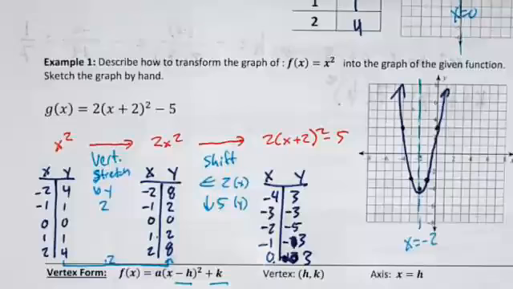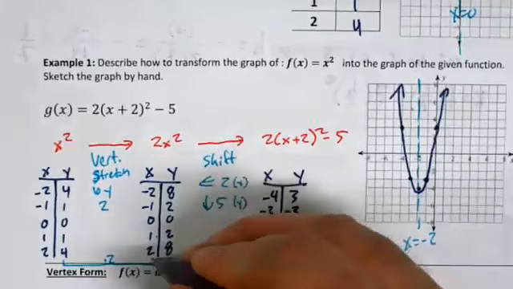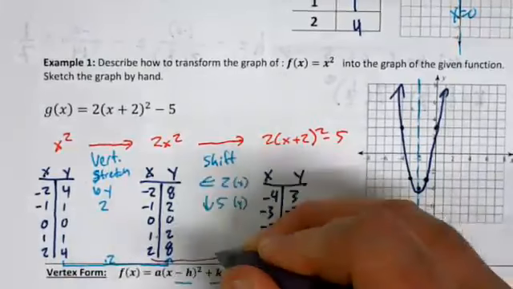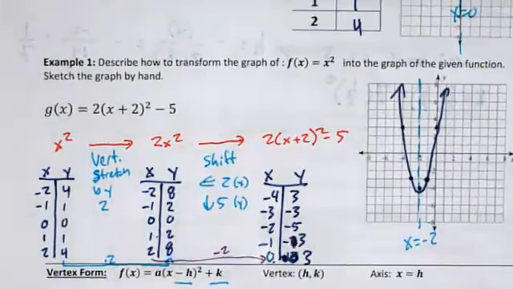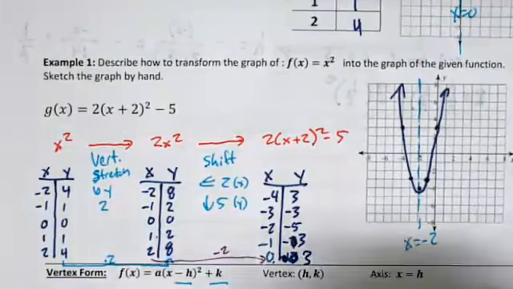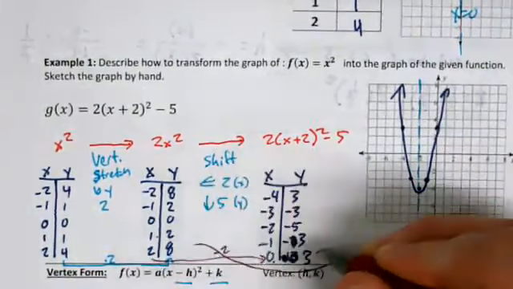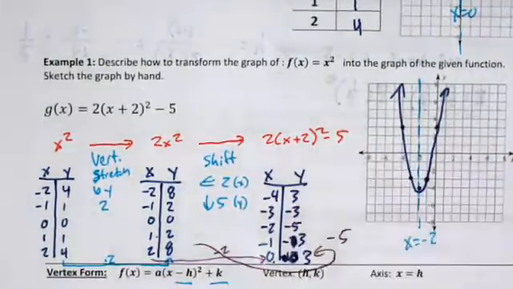In my second transformation, I just added and subtracted from each of my x and y values. So to go from my x values to my new x values, I subtracted 2 because we're moving to the left by 2. To go from my old y values to my new y values, I was subtracting 5.